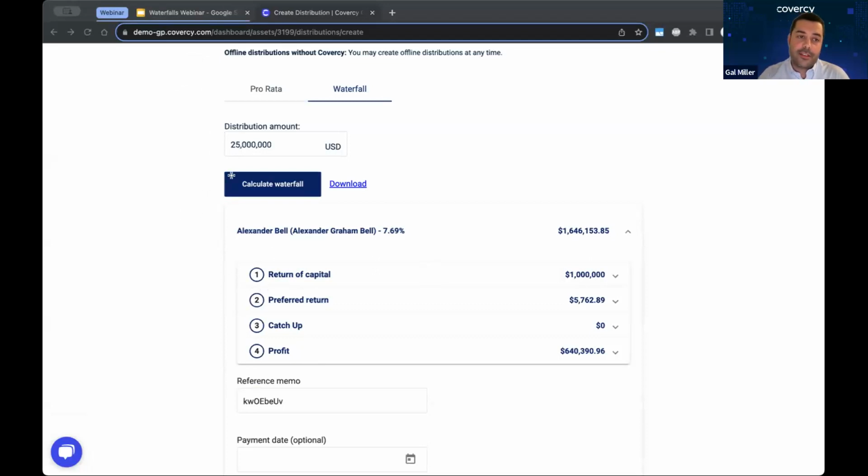And the profit is only splitting 80-20 up to a 14% IRR. Above that, we'll have another catch-up to 70-30, again a full catch-up, and a 70-30 profit. Since this deal performed well, the distributions you can see here in the control are 70% to the LP and 30% to the GP. Much better deal for the GP since we added those two additional hurdles.